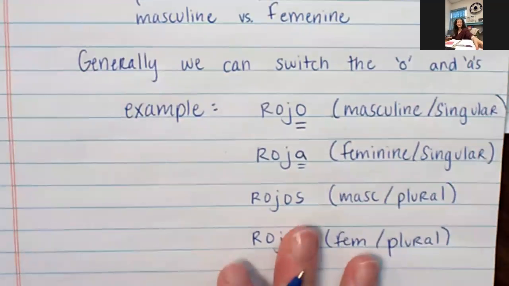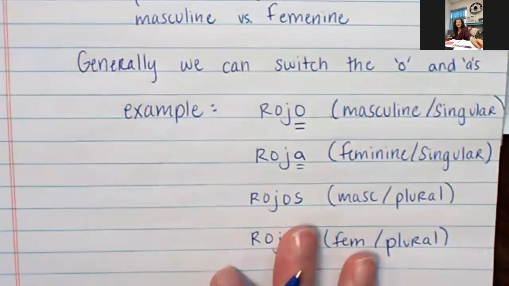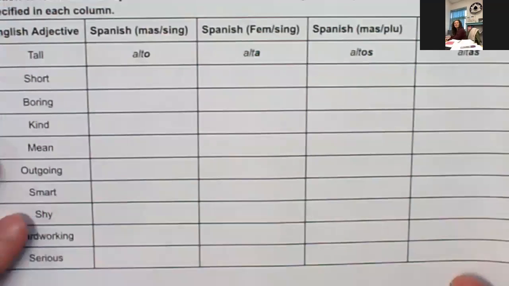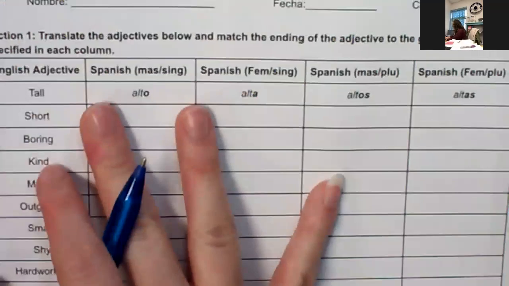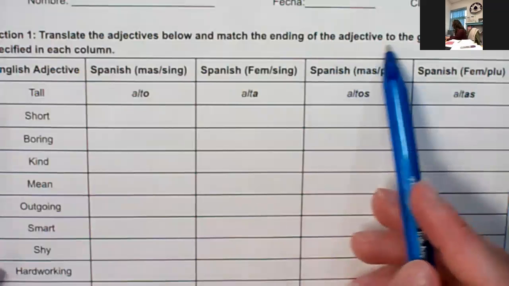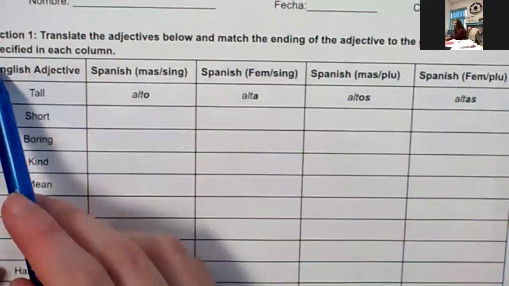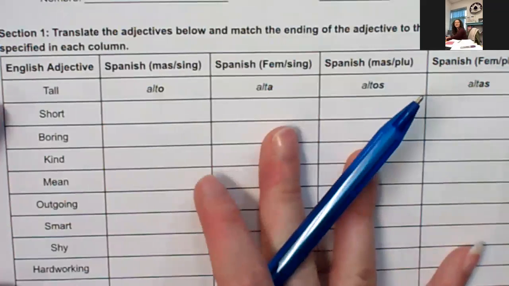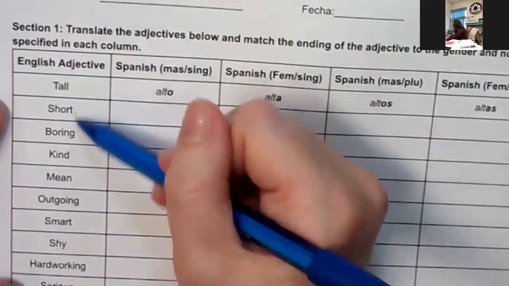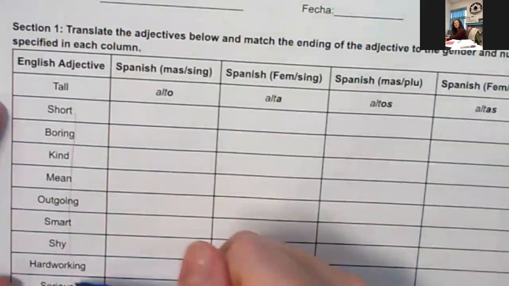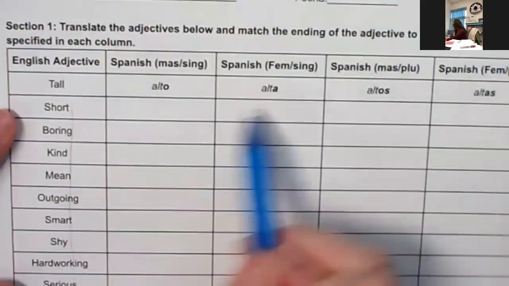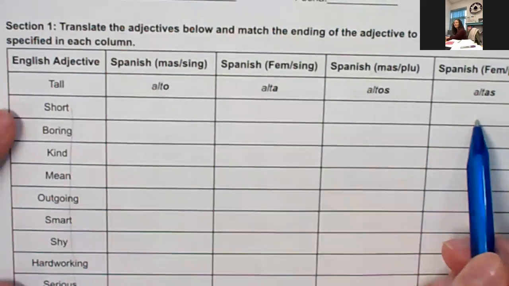So this takes me to our examples. If you look at your worksheet, in section 1, it says translate the adjectives below to match the ending of the adjective to the gender and number specified in each column. So I've given you the English words. You do have a word bank with these adjectives on there. And then you're going to go write each different form in the column.